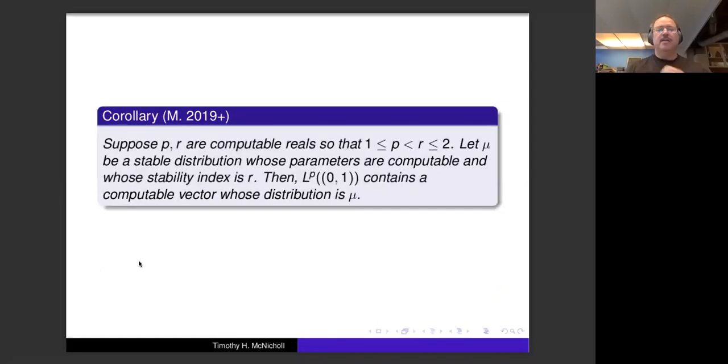Then, getting a little deeper into the computability theory. Suppose p is a computable real so that p is less than or equal to 2. Then if we have a stable distribution mu whose parameters are computable and whose stability index is computable, then L^p[0,1] contains a computable vector whose distribution is mu. That's just putting together the pieces from those previous two theorems.